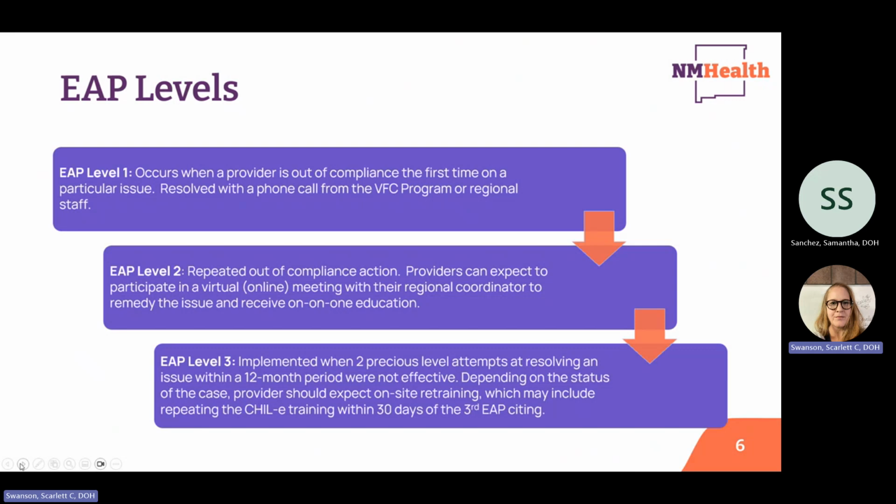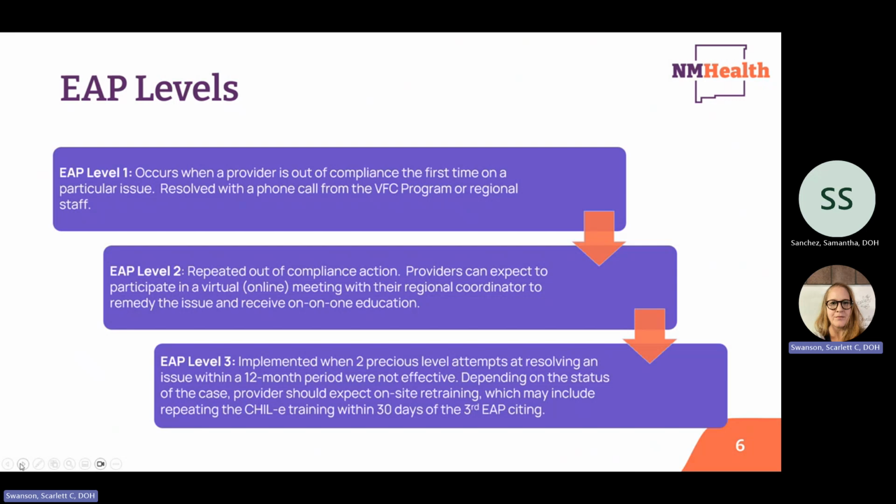So the EAP has 3 separate levels, and they're designed to be like escalations, and they escalate if it is the same issue that is happening repeatedly. Okay, so the first level is when a provider is out of compliance the first time on a particular issue. This will be handled with a phone call from the VFC program or your regional staff.